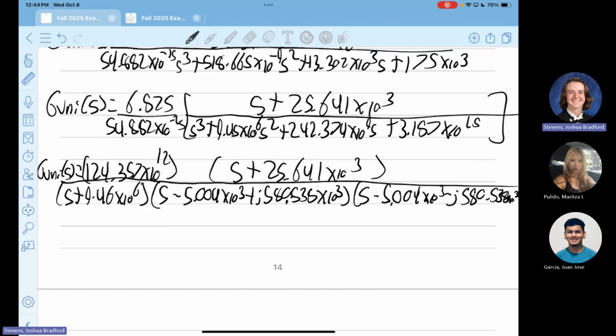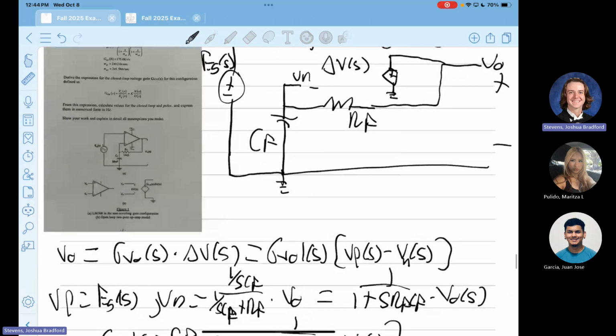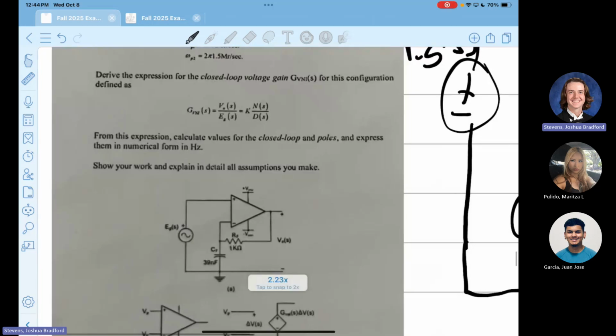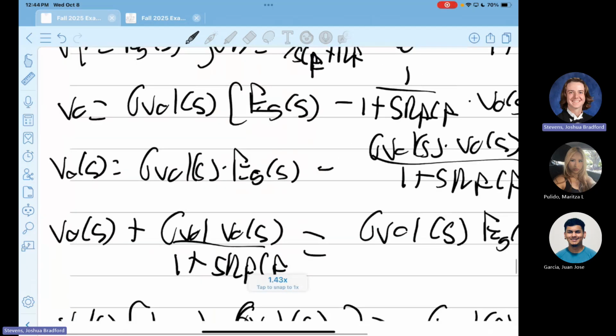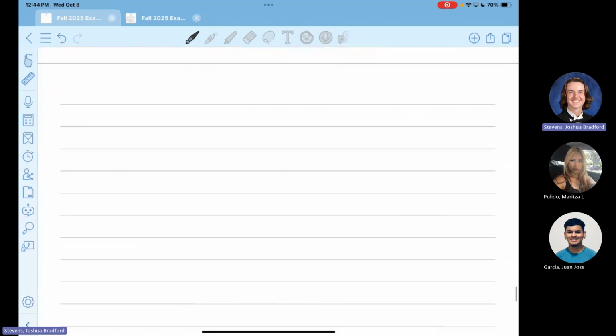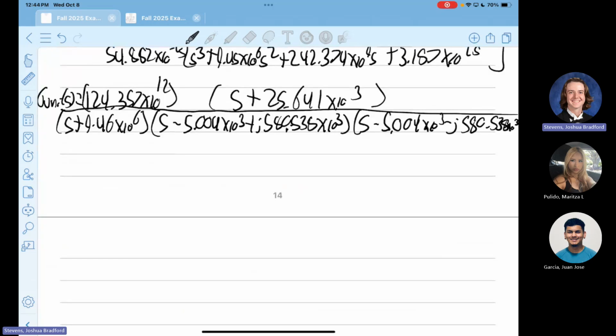So what the question is asking, I'll get back to that in just a sec, is the values for closed loop, which we found, and the poles. Okay? And it's set in hertz. I forgot to do that. Mine are in radians per second. How do you get hertz from radians per second? It involves 2 pi.